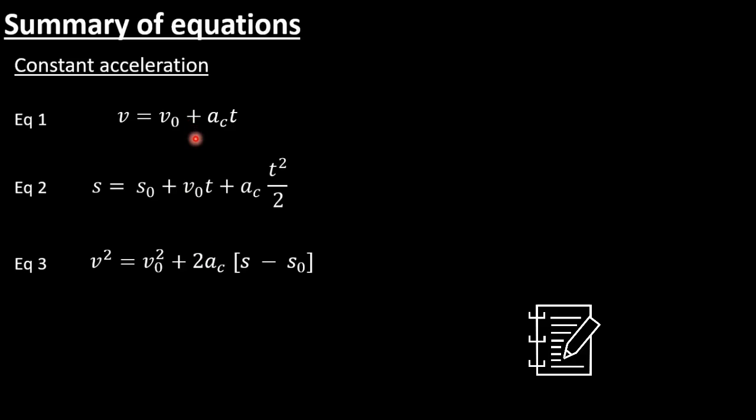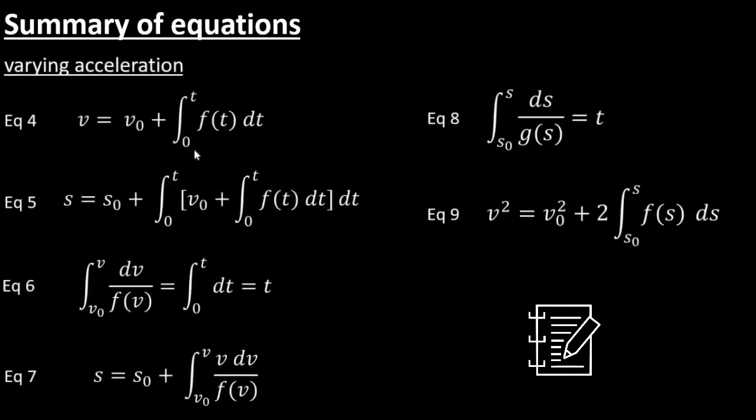So these are still important, but again they have limited use. And these are all the equations that we found with varying acceleration. So here we have acceleration given to us as a function of time. For this one as well, acceleration as a function of time, acceleration as a function of velocity there and there.